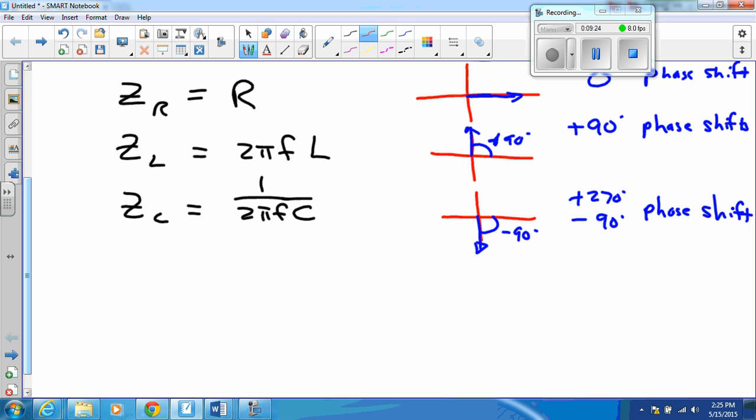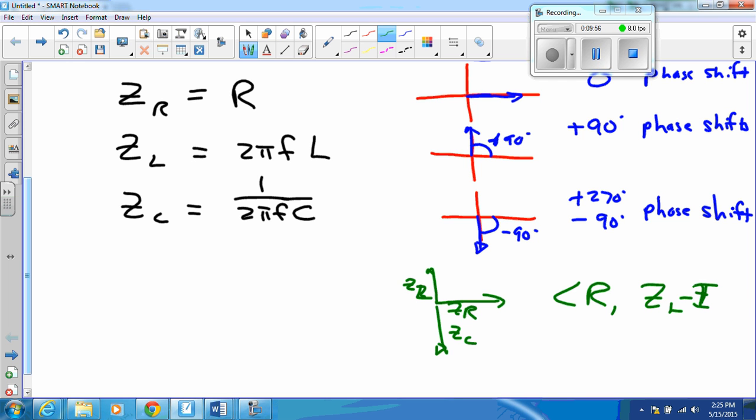Okay. So how do these all combine? They're going to combine like vectors, so that if I have ZR and I have ZL and I have ZC, then I'm going to add them like vectors. There's only one component that is in the horizontal direction, and that's ZR, and its value is R. And I have 2 components in the Y direction, and those are ZL going up and ZC going down. So they just add, except that ZC is going down, so they actually subtract.